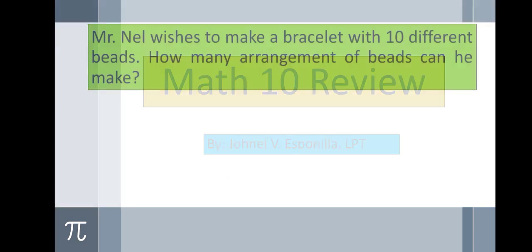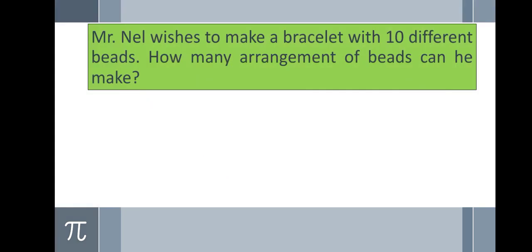Let's begin. Mr. Neil wishes to make a bracelet with 10 different beads. How many arrangements of beads can he make? Now we're here with 10 different beads, so every bead is unique. In permutation, the keyword is different, unique. In combination, order doesn't matter, while in permutation, order matters. So since the beads are different, we'll use the permutation.